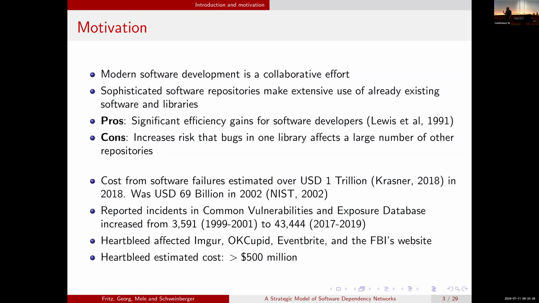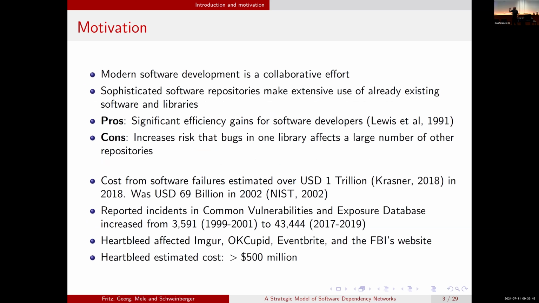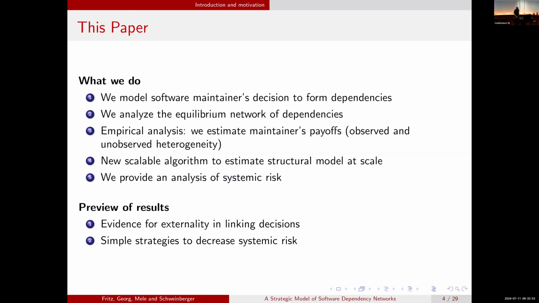And this is quite important in practice. The cost of software failures is estimated in 2018 to be around $1 trillion US. So this is a really first order kind of problem. And there's surprisingly little work on the economics of these linking decisions and trying to bring a bit of strategic behavior into this kind of setup. And that's exactly what our paper is doing.